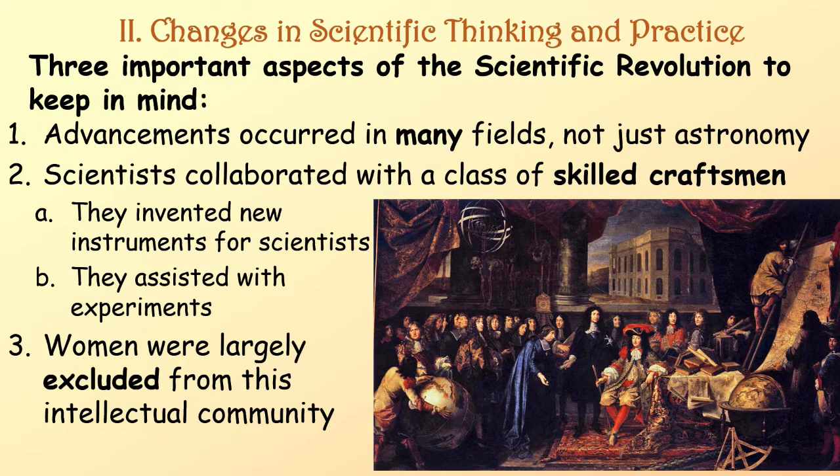Three important aspects of the Scientific Revolution that you've got to keep in mind. Number one, advancements occurred in many fields, not just astronomy. Number two, scientists collaborated with a class of skilled craftsmen, and these skilled craftsmen invented new instruments for the scientists, and they assisted with experiments. And number three, women were largely excluded from this intellectual community, although we've got a lesson, 16.6, on women in science.